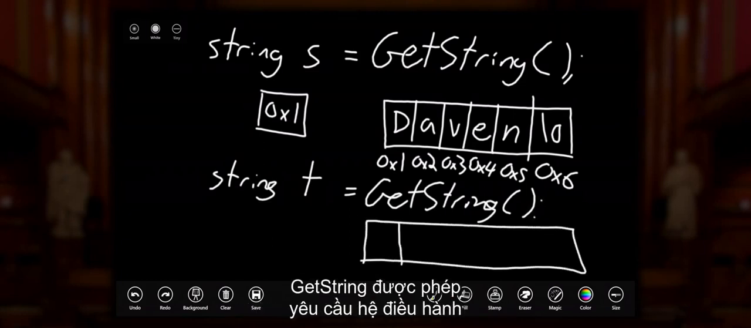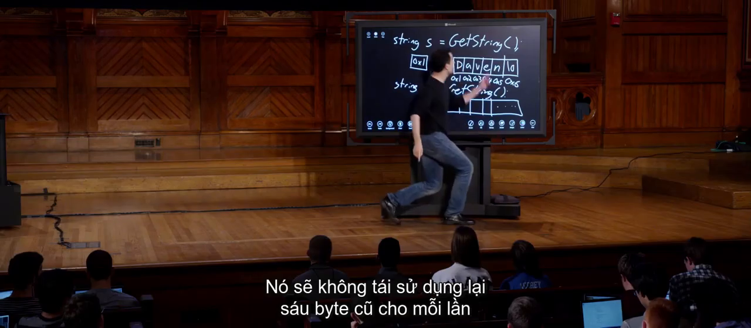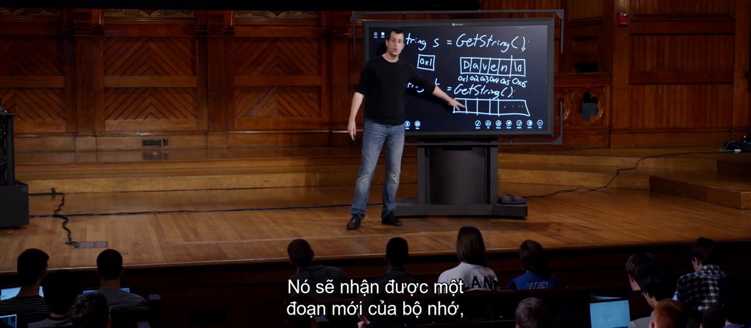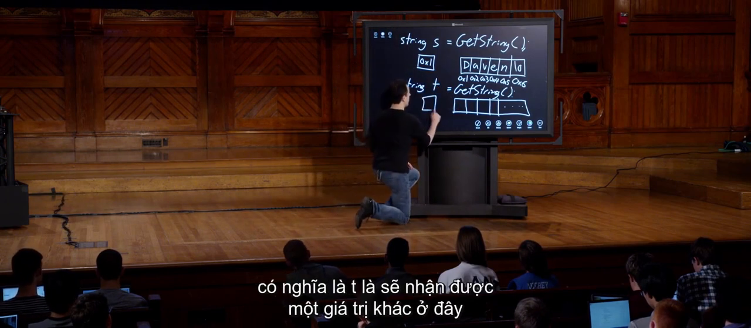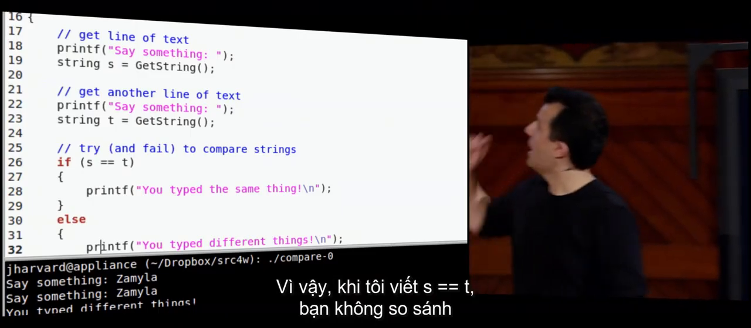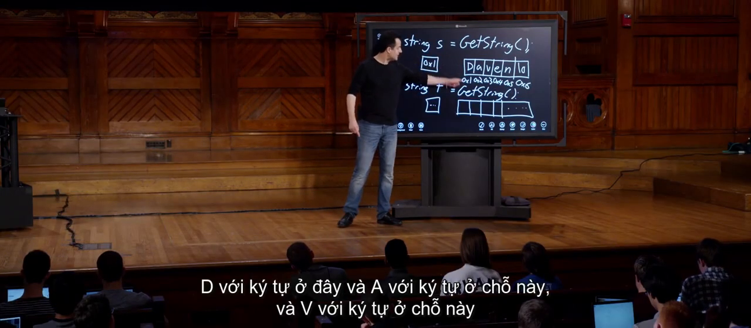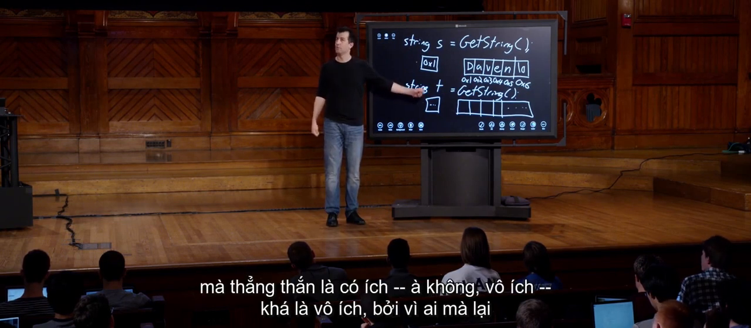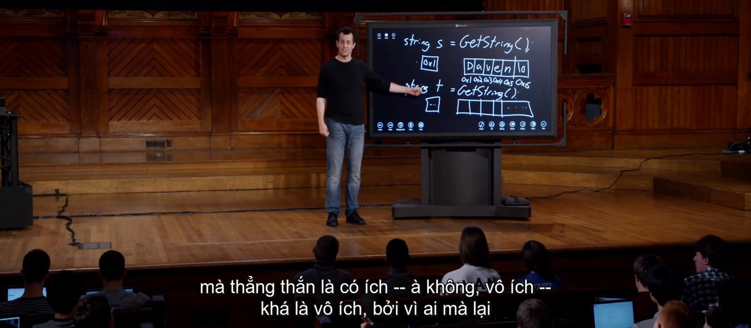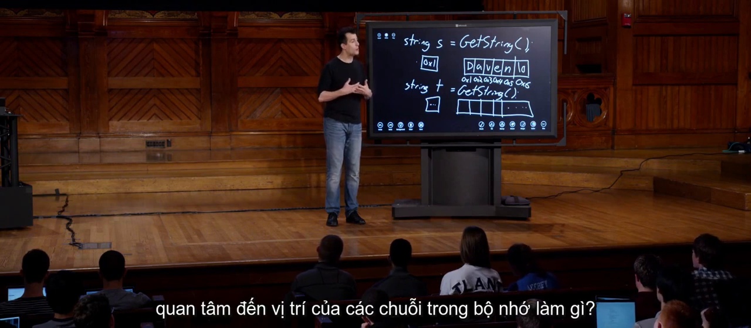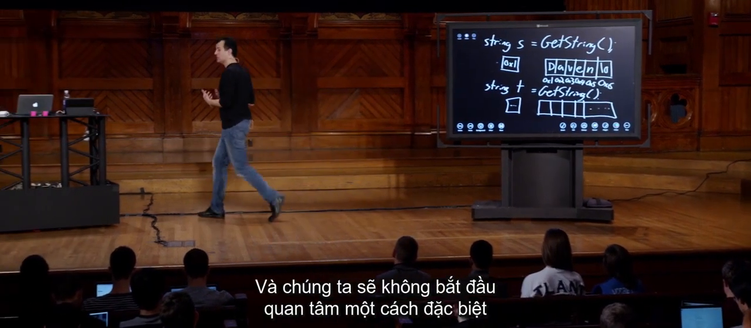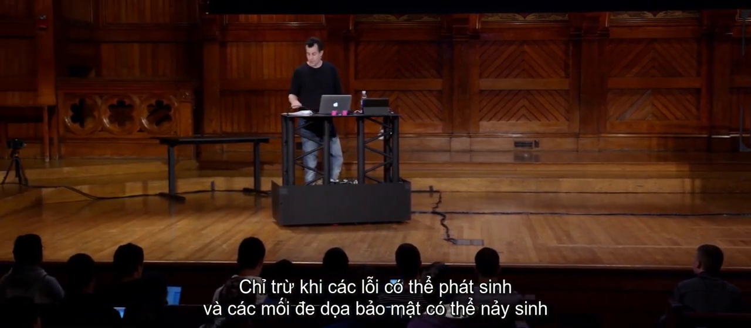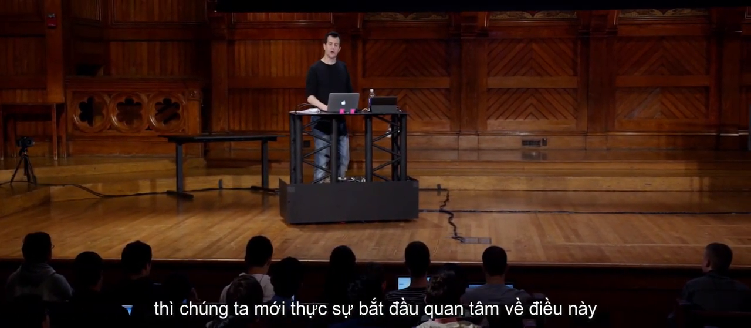getString is allowed to ask the operating system for more and more memory. It's not going to reuse the same 6 bytes every single time. It's going to get a new chunk of memory, which means t is going to get some other value over here. So when I do s equals t, you're not comparing d against this and a against this and v against this. You're comparing this against this, which frankly is pretty useless, because who really cares where the strings are in memory? And indeed, we haven't, and we're not going to start particularly caring, only to the extent that bugs can arise and security threats can arise will we actually start to care about this.